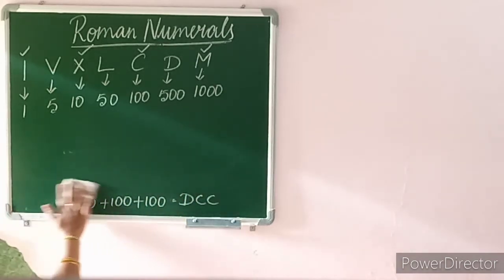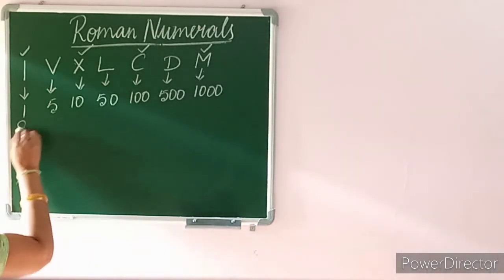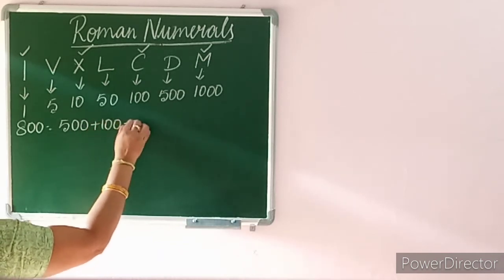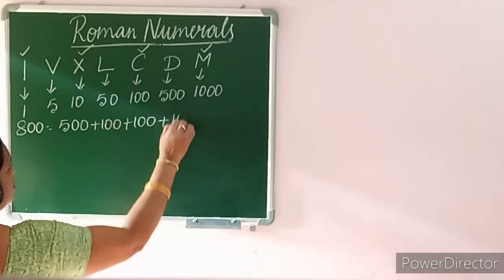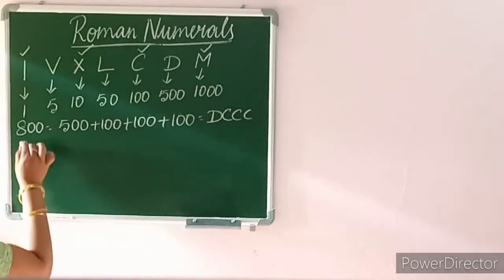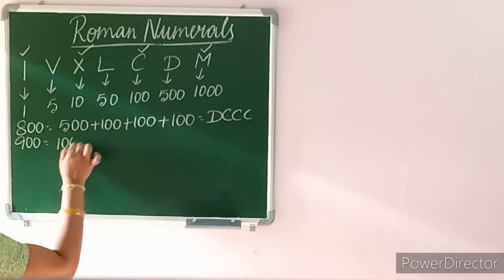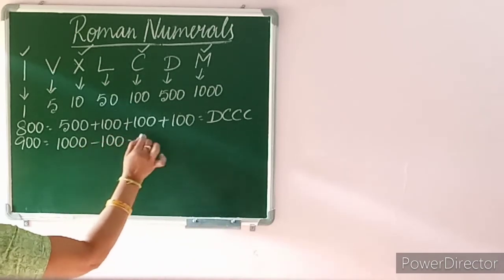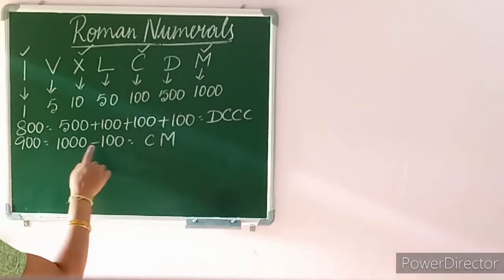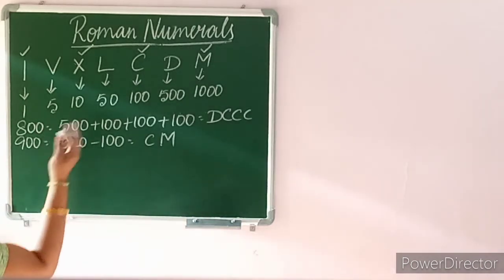Right? I hope this is going so interestingly and well. Now see how to write 800. 500 plus 100 plus 100 plus 100, which is DCCC. Right? Now 900. Here comes the magic. It is nearest to 1000. So 1000 minus 100, which is CM. We know the symbol for 1000 is M. As this is minus 100, we have placed C on the left side. Now 1000 you have directly.